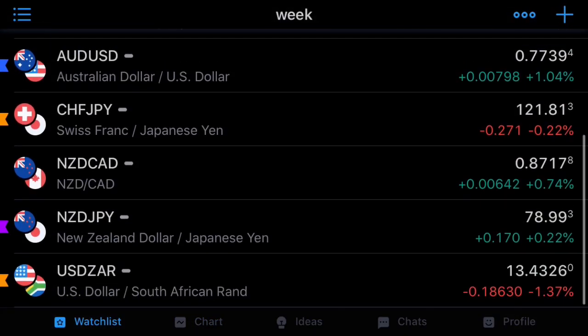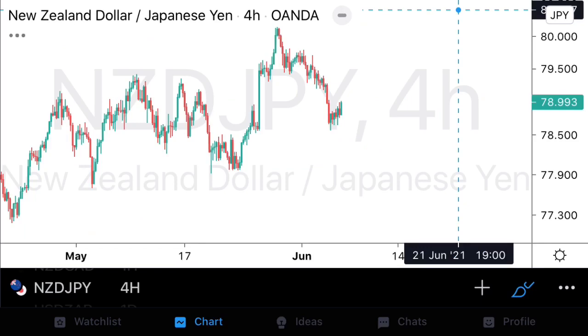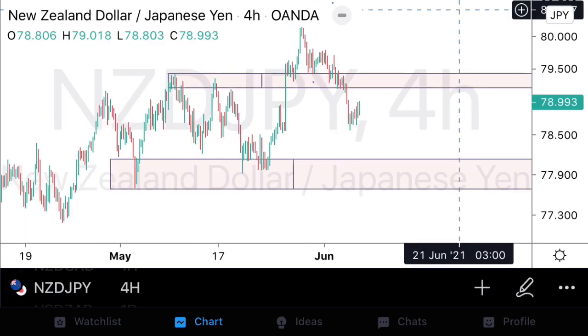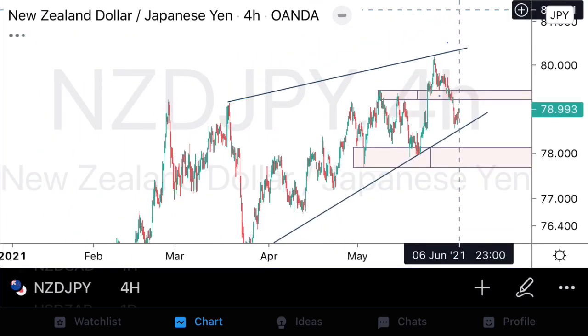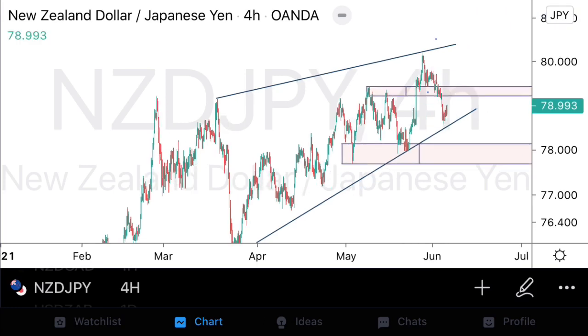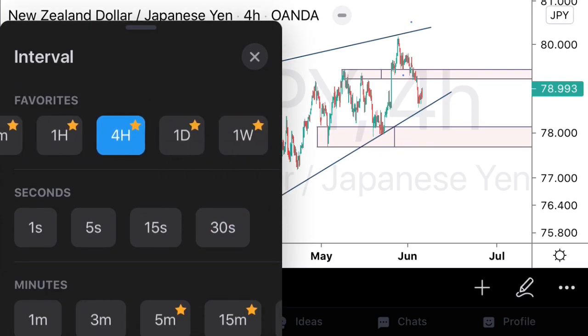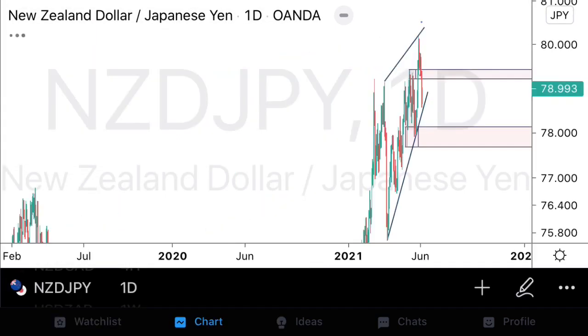That's our analysis for Aussie Yen, guys. Let's go on to New Zealand dollar yen. Now on AUDJPY, guys, we are opening ourselves up to trading the momentum in both directions, both bullish momentum and bearish momentum.